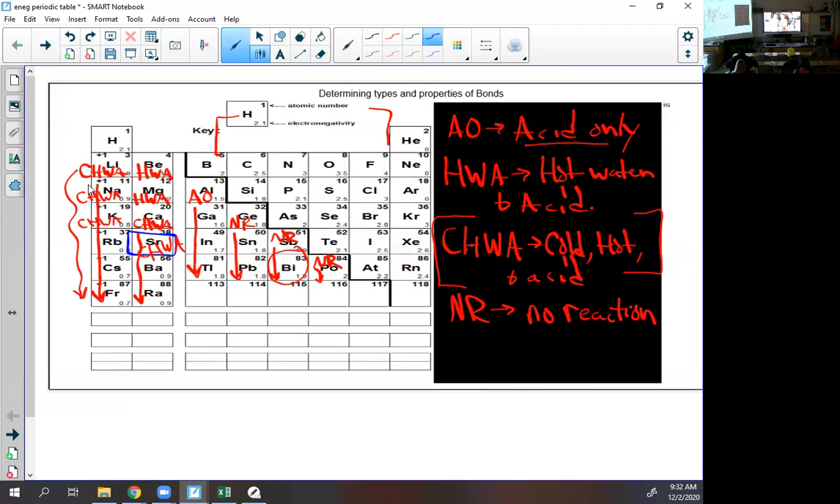Okay. If you want, you could add your arrows here for reactivity as well. It doesn't really matter, but make sure you can read all the stuff on there.